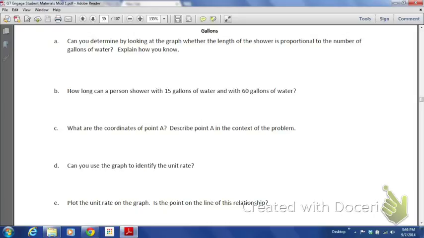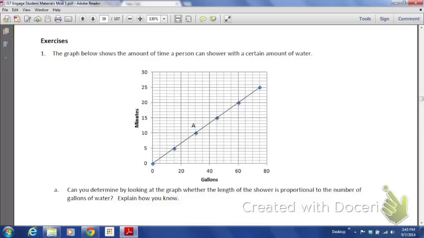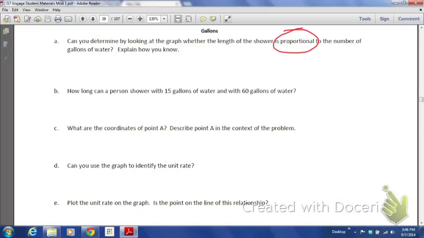Okay, using our newly found interpreting skills, let's do these questions, A through E here. So A, can you determine by looking at the graph whether the length of the shower is proportional to the number of gallons of water? Explain how you know. If we take a look at the graph, and again our 2 criteria, the origin is actually passed through by the line, and the line is a consistently straight line with all the points existing on that line. So the answer here would be yes, and that's how I explained it using our 2 criteria.